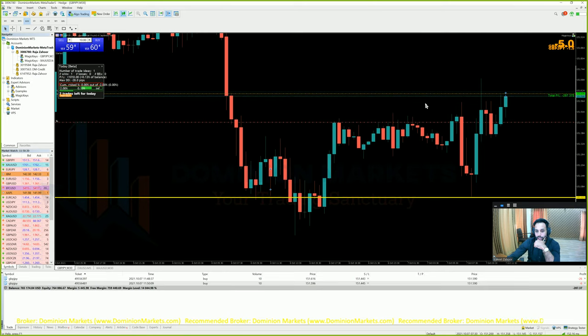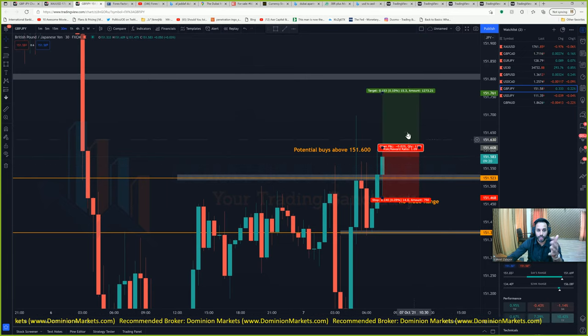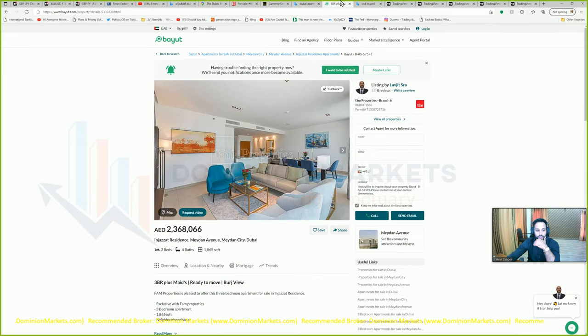Guys, what pair is that? This is pound yen. Pound yen buys on a 30 minute time frame. So yeah, it's closing bullish. 9 minutes. If it closes like a weak bullish candle, I'm gonna close everything. But if it closes like a strong bullish candle, I'm gonna leave the trade open. So till then, let's do some more shopping over here.